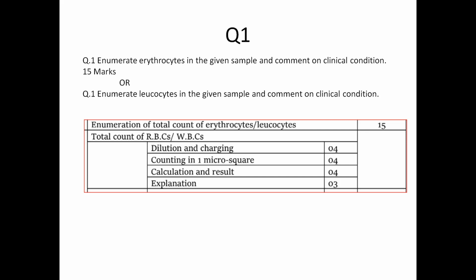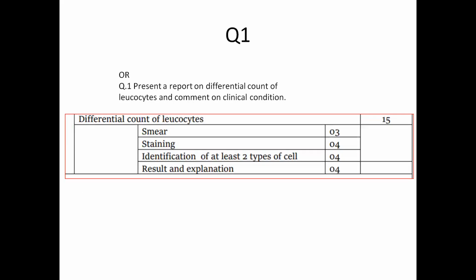After that, you have to observe that particular slide in the microscope. Basically, you should observe it under the 10x and after that the 40x, and start enumerating. When you count, there will be multiple microscopes, so you have to just count on one microscope, and you all know how to draw it in your book, right? You have already drawn it. For that, you will be getting 4 marks. The calculation part contains 4 marks. The explanation contains 3 marks. So this way the marks have been distributed.